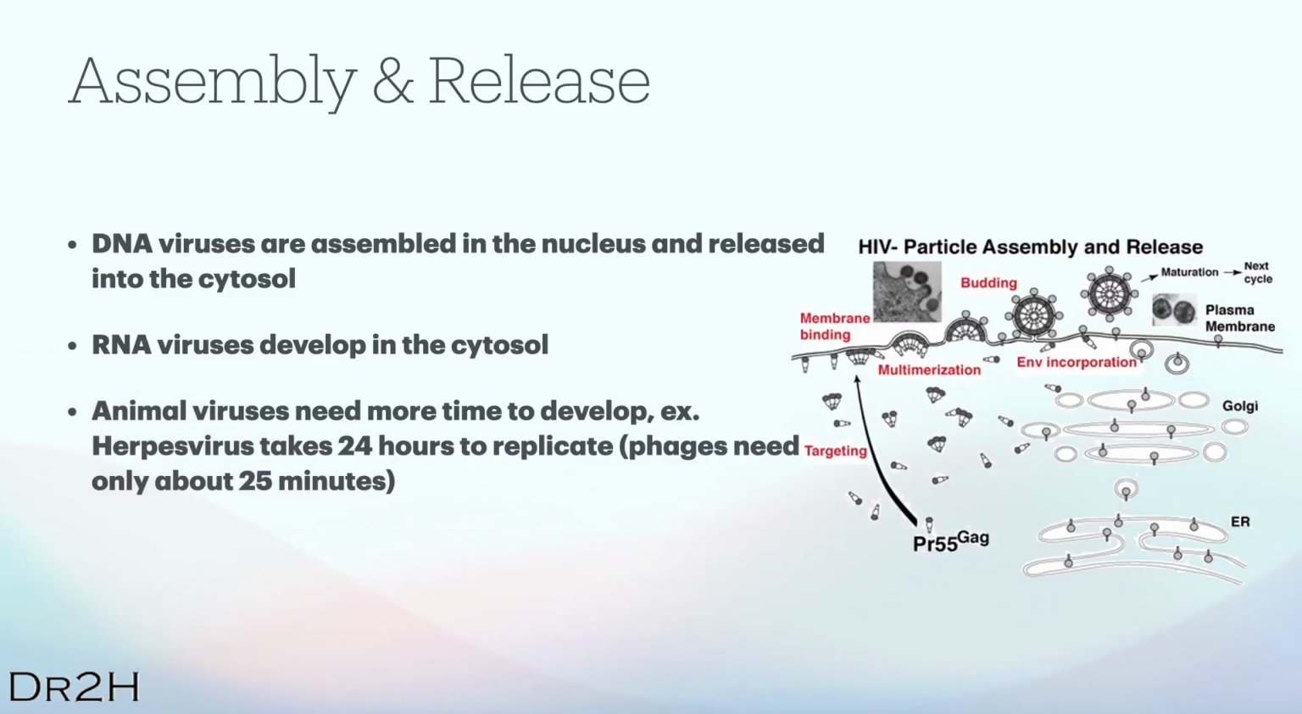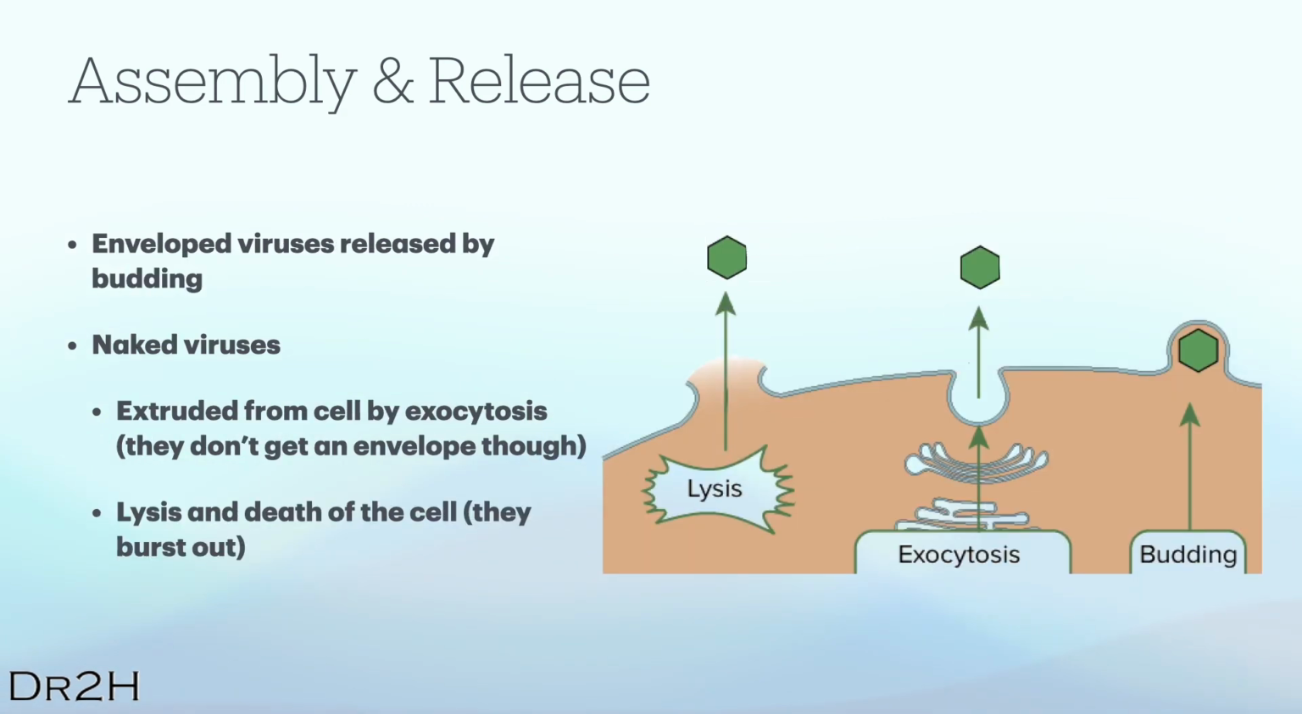The viral particle assembly locations vary depending on how the virus replicates its genetic material. DNA viruses are assembled in the nucleus and released into the cytosol. RNA viruses develop in the cytosol. Generally speaking, animal viruses need more time to develop and mature in the cell.